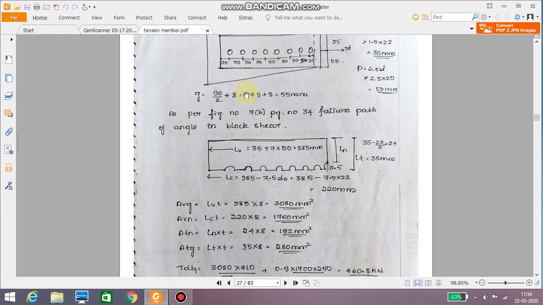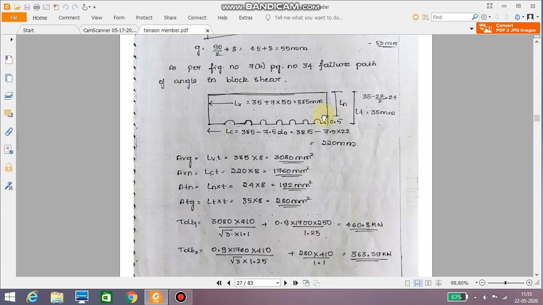How I got 385? 385 is nothing but 50 plus 50 plus 50 plus 50, so totally 350 plus 35. It is 385. So 385 minus 7.5 into 22, it is 220 mm, that is Lc. Lv is 35 plus 7 into 50, so it is 385. Okay, then Lt is distance from here to here, it is 35 mm. Ln is 35 minus half of the diameter of the hole, it is 24 mm.